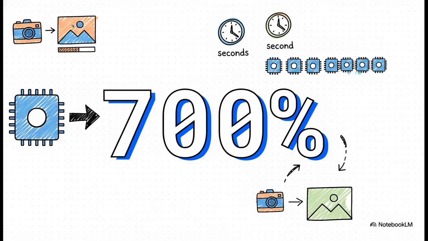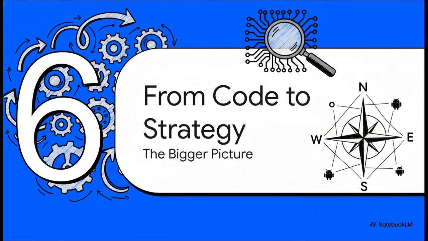And if you need any proof that this way of thinking actually works, just look at this number. The source material points to a performance boost of up to 700% when processing an image. How? Simply by splitting the work across 8 cores instead of loading it all onto one. That's the difference between waiting 8 seconds for an image to load and waiting just 1. That's the incredible power of thinking in parallel. Okay, so we've solved the case of the slow app.